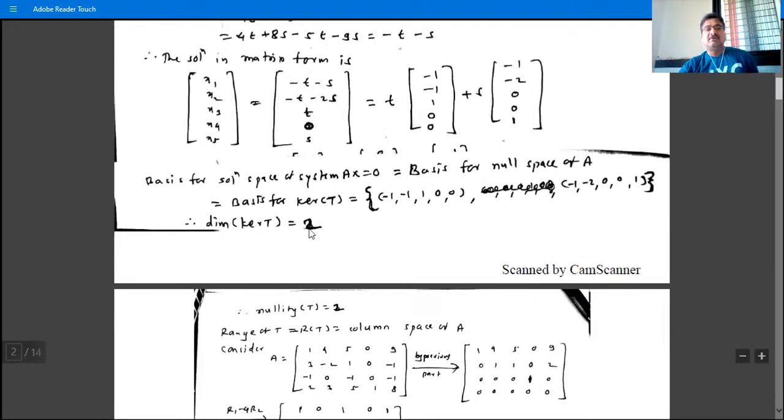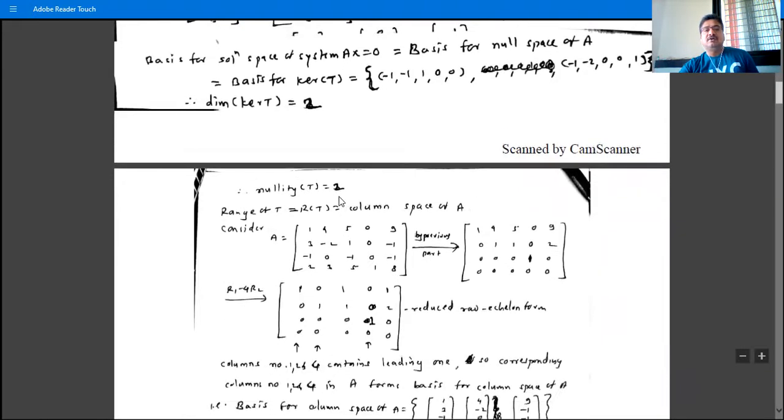And therefore, the dimension of kernel of T, this set contains two vectors. And therefore, the dimension of kernel of T is 2. And therefore, nullity of T is 2, because the dimension of kernel of T is equal to nullity of T. And this set, the basis for kernel of T, contains two vectors. And therefore, nullity of T is 2.